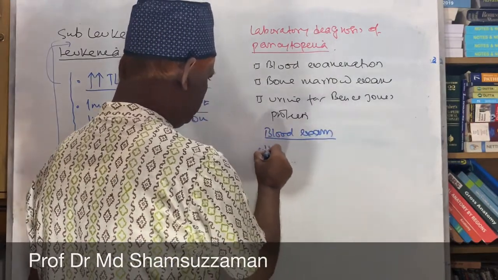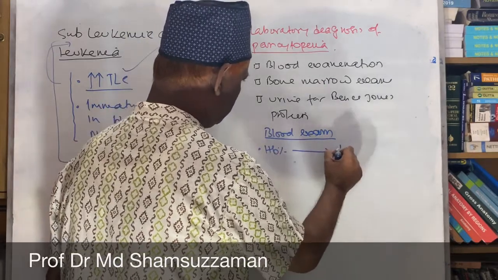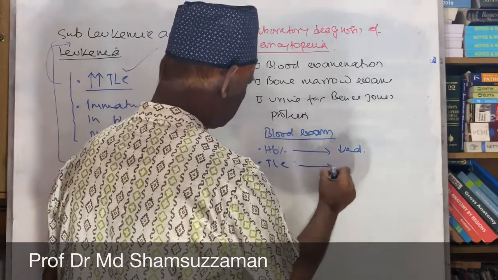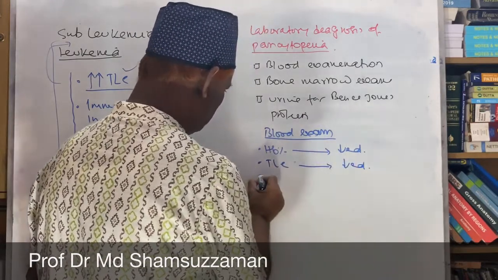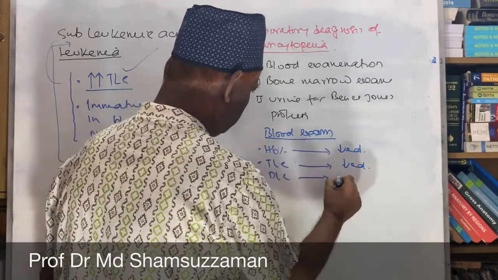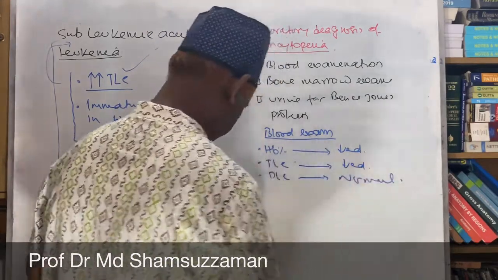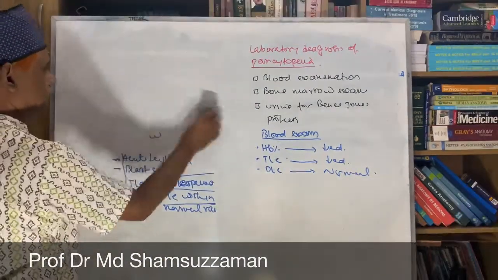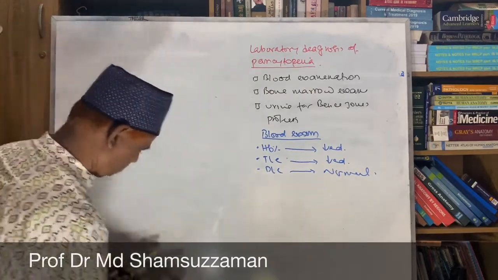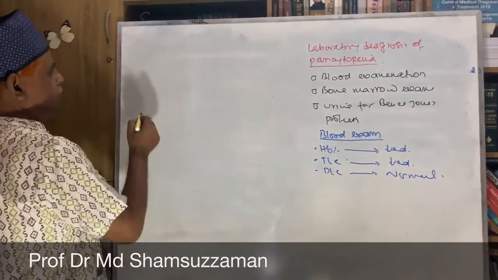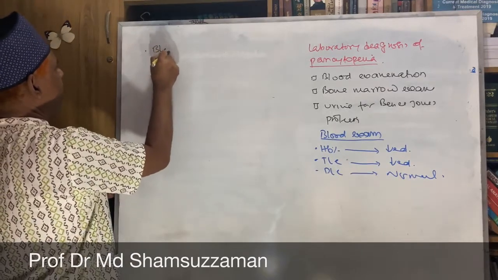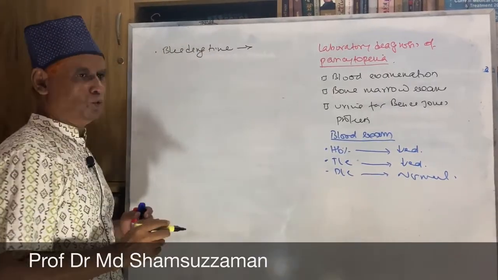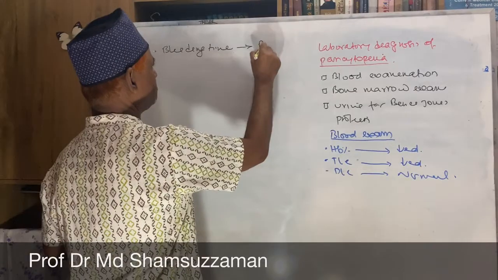We have to do hemoglobin estimation. It will be decreased. We have to do TLC. It will be decreased. We have to do DLC. It is normal distribution. Then we have to do bleeding time. As there is thrombocytopenia, it will be prolonged. Bleeding time is prolonged.